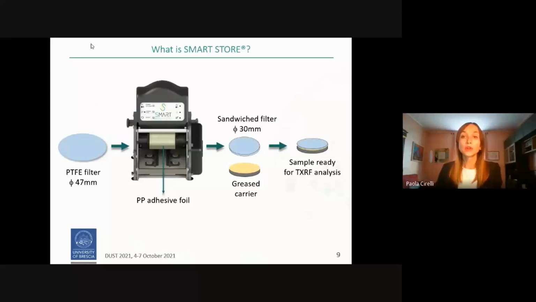The Smart Store procedure consists in sandwiching the filter between two thin polymeric sheets. The filter is then cut in a disc of 30 mm diameter, equal to the dimension of the sample carrier. By cutting the filter, the polymeric ring that stretches the filter is removed, so that it is possible to measure it with TXRF spectrometers. The obtained sample can be easily handled, and the loss of material is avoided, and it can be stuck onto a carrier to be measured.